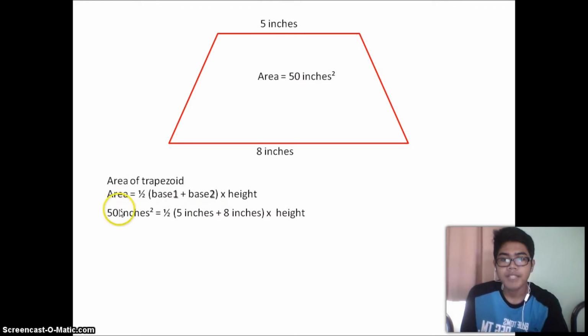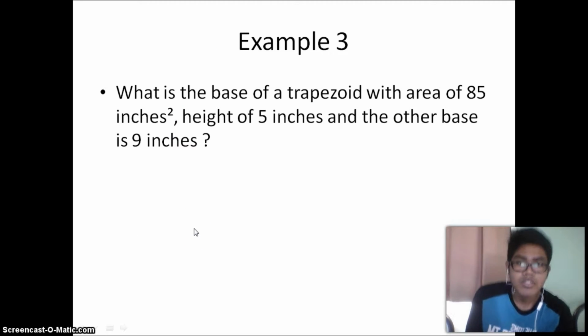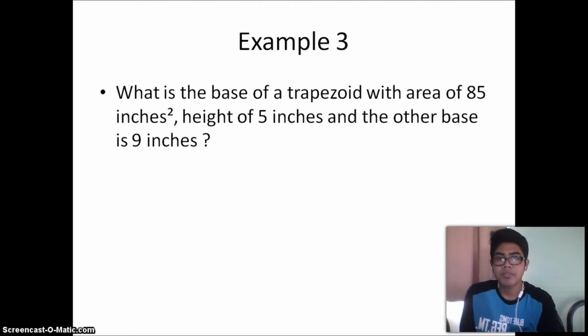to the formula, which is the area for this trapezoid is 50 inches square is equal to half times the base 1, which is 5 inches, plus base 2, which is this one, the 8 inches, times height. And to find the height, when you calculate it, we got the height is 7.69 inches. So let's move on to example number 3.